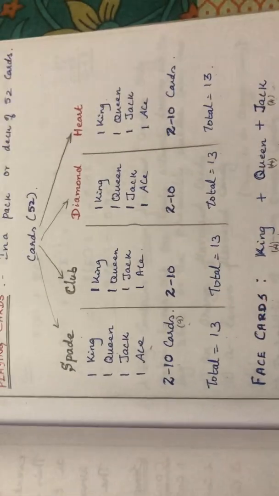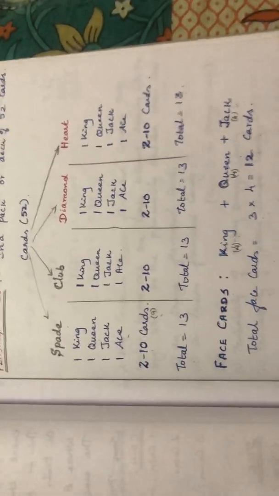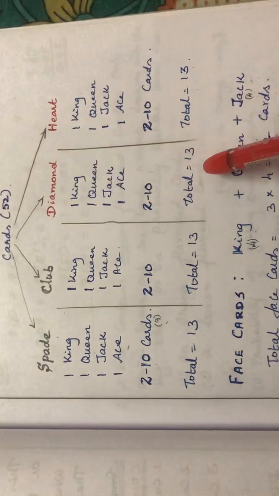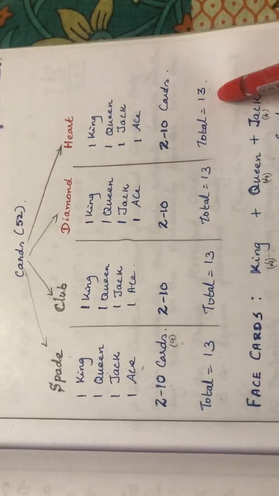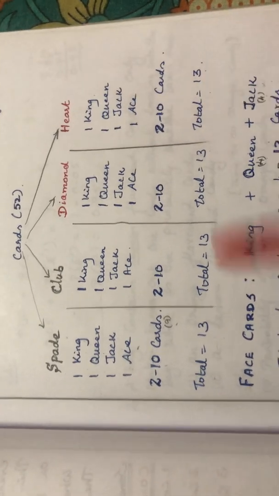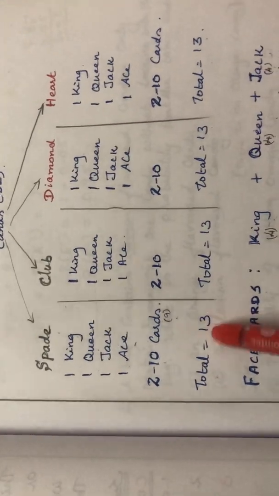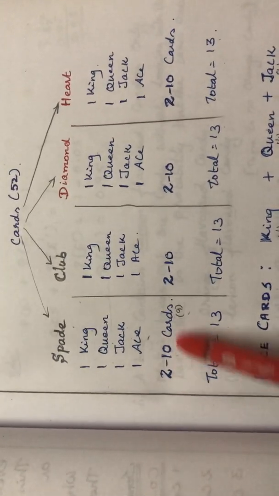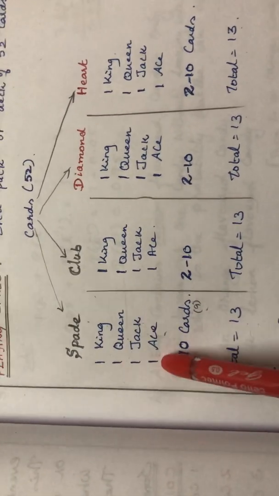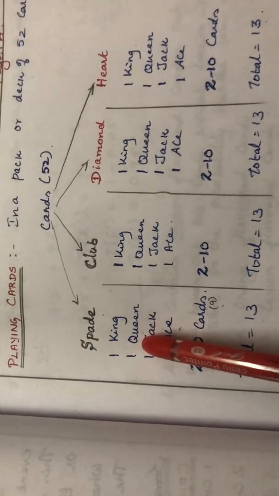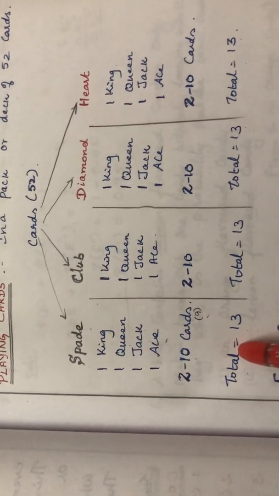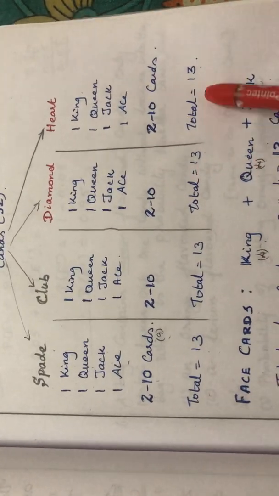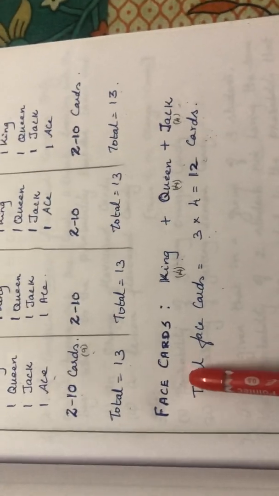In a pack we have sets of 13 cards. Spade has 13 cards, club 13 cards, diamond 13 cards, heart 13 cards. In each of these 13 cards, the numbers 2 to 10 will be there, so we get 9 cards, and 1 ace, 1 jack, 1 queen, 1 king. So that makes 13 cards. The same way for club, diamond and heart. So face cards means what are the face cards?